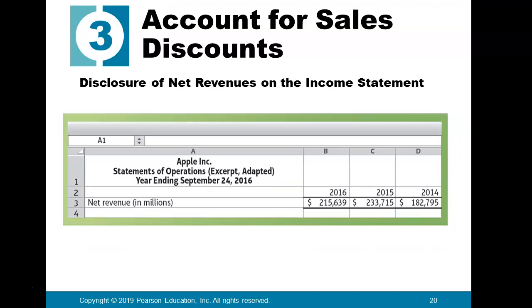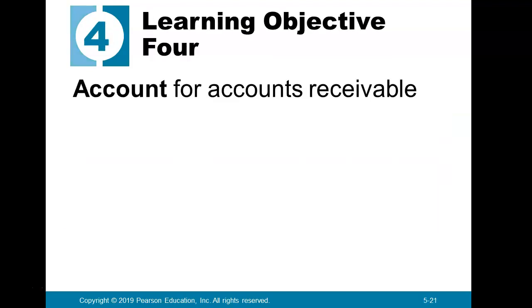And here is just Apple's net revenue. Most companies will say our gross sales, and then they will say sales returns and allowances, and then they will come down to a net number. But here we just see it on one line.